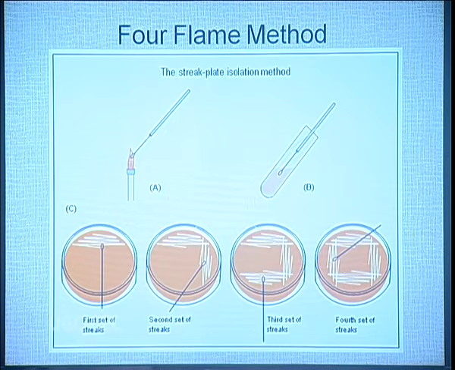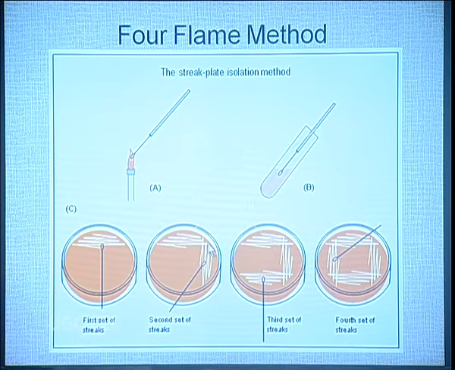This is very much similar to the quadrant streaking or the sector streaking that we have studied, but the only difference in this case is after you are done with the streaking in the first sector, you take out your loop, you burn your loop. That means your loop is again sterile. The bacteria it was having in the first quadrant has been lost after you have made it sterile with the help of the heat. And now with the help of the sterile needle, you go to the second sector.